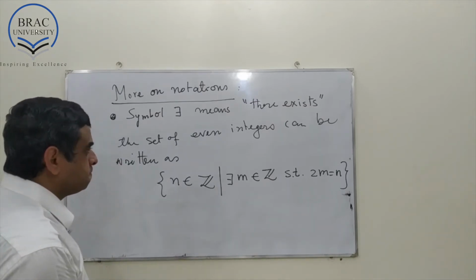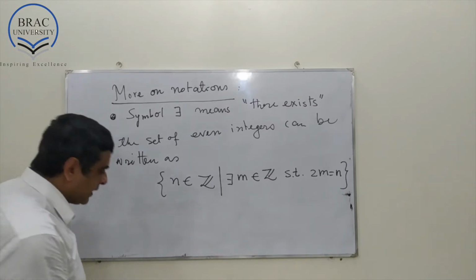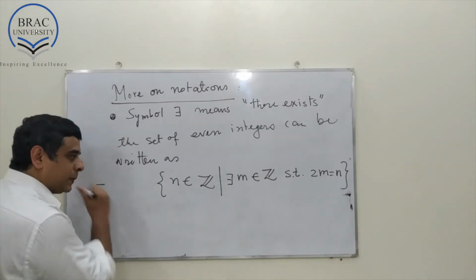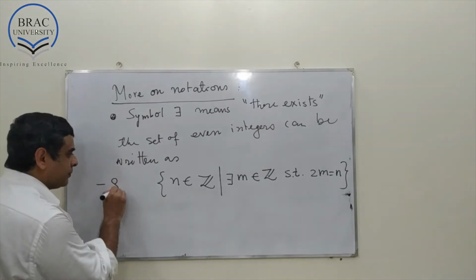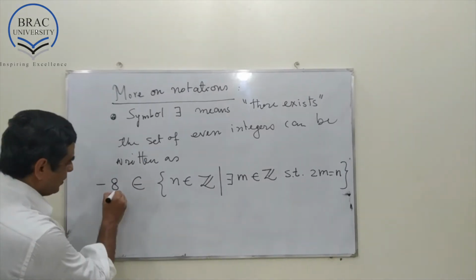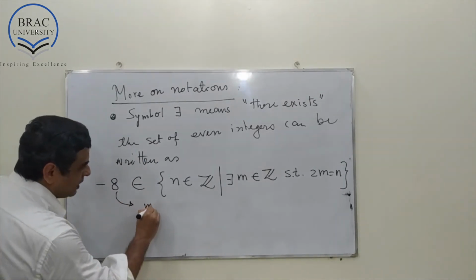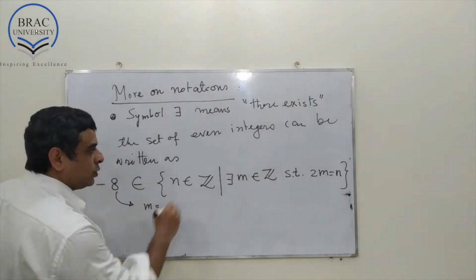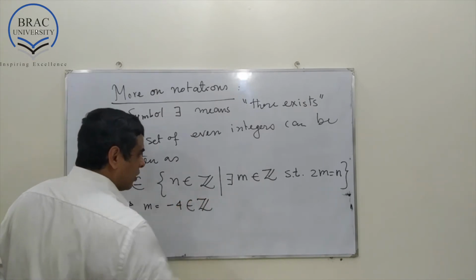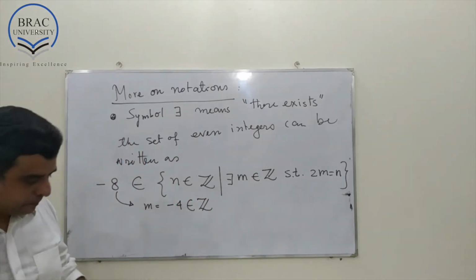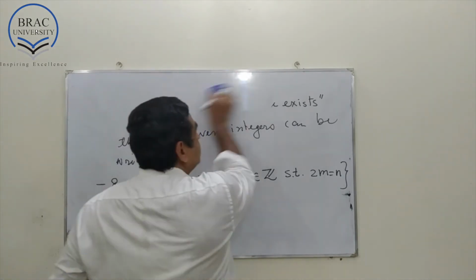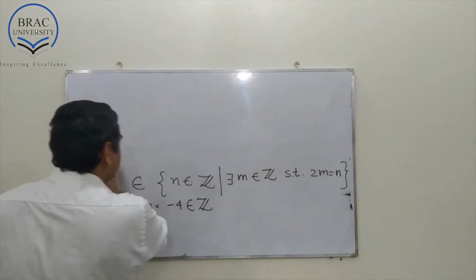Okay. So let's take the example of minus 8. Minus 8 belongs to this set, and for this minus 8, M is equal to minus 4, which is also in the set of integers. Okay? So far so good. We have another symbol which is also frequently used in set theory.